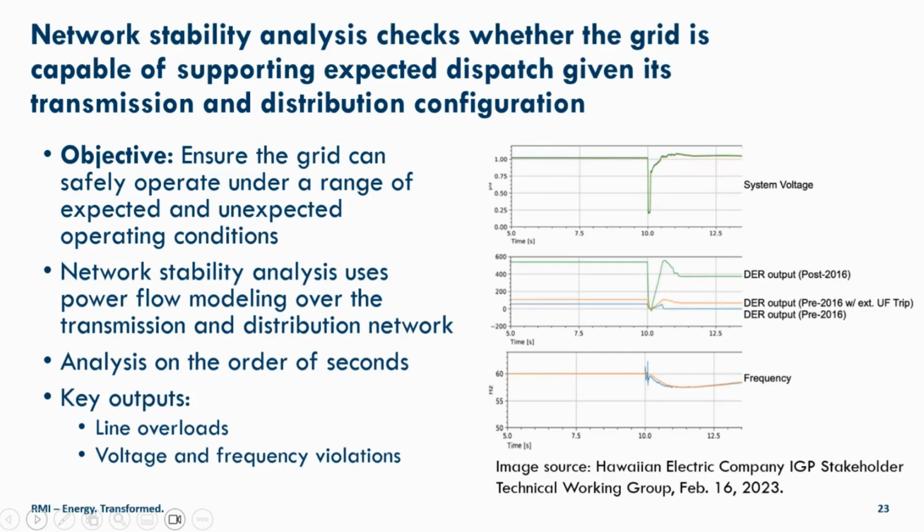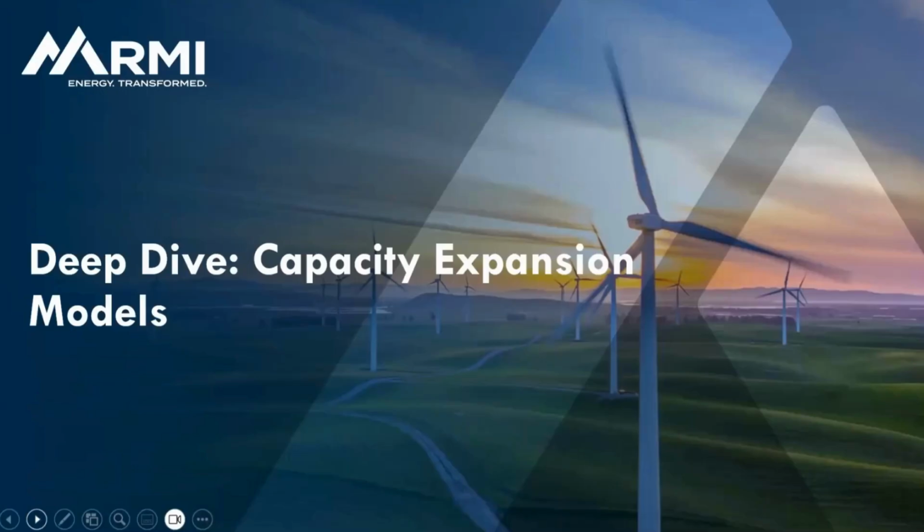These ensure that the grid can operate under a range of conditions, using detailed modeling of distribution and transmission network down to individual buses, and can help us understand if there are line overloads or frequency violations in a given system, and identify changes we may need to make. So we had an overview of our 4 models, but now we will take a deep dive into the capacity expansion model.